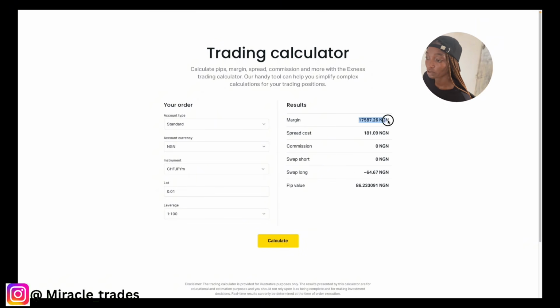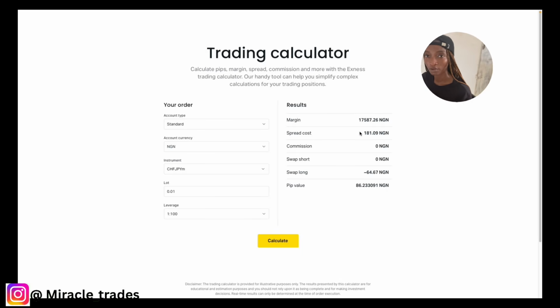You now see that this is the amount, that's the margin, this is the amount I need to have in my account for me to be able to place a 0.01 trade, in my standard account, in my Naira account. So this amount, which is the margin, is what is kept aside for me to be able to take that trade. So the spread cost is 181 Naira.